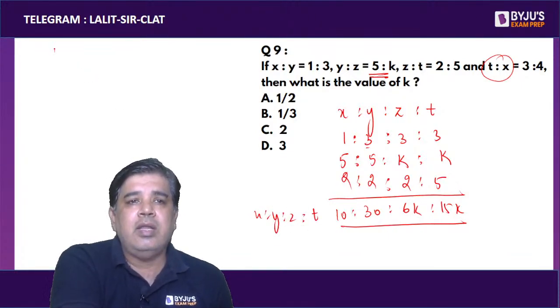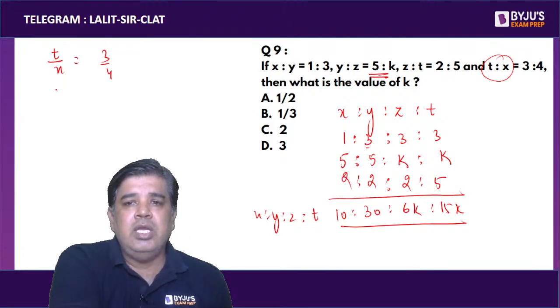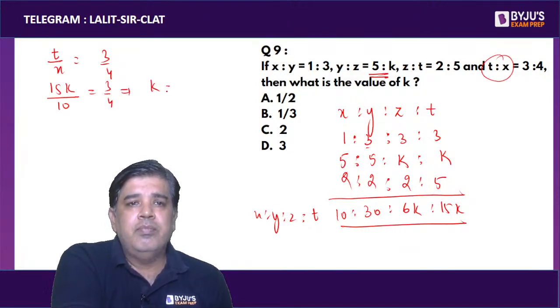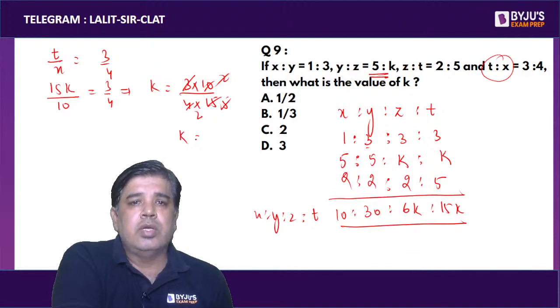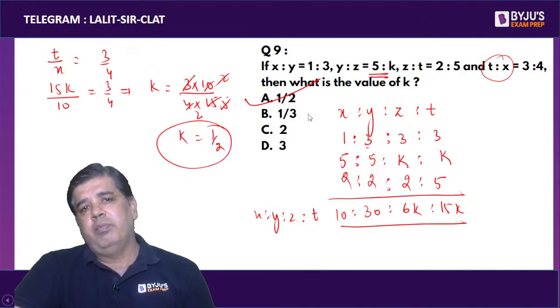Now they say that t by x is 3 by 4. How much is t? 15k. How much is x? It is 10. So k will be 3 into 10 upon 4 into 15. 3 into 5, 5 into 2, 2 into 2. So k is 1 by 2. Value of k is 1 by 2.